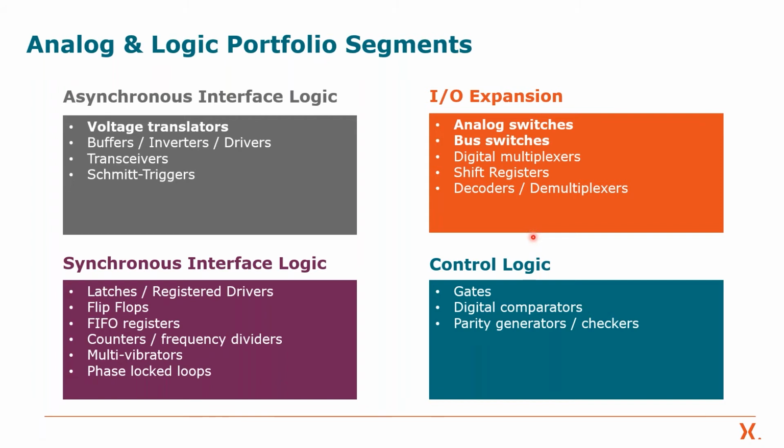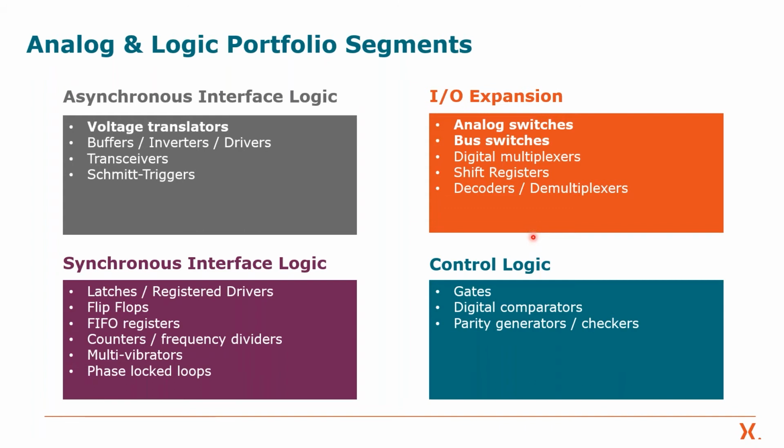Starting in the upper left, you've got the asynchronous interface logic devices. Asynchronous meaning there's no clock. It does something to the data when the data gets to it, but there's no predetermined time when that would happen. Technically, a lot of the logic gates are doing that, but things like buffers and transceivers and Schmitt triggers that are used in the outside world to filter out analog signals and turn them into better digital signals, those are all asynchronous devices.